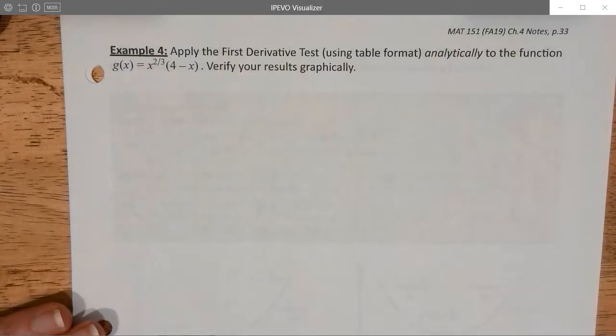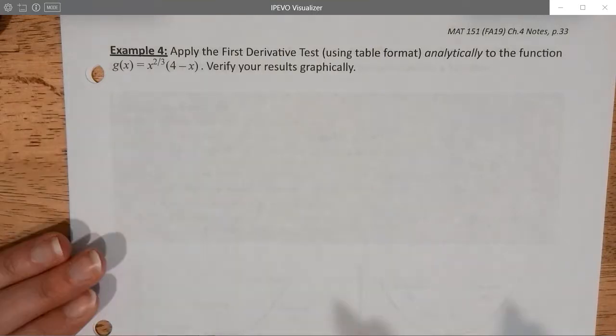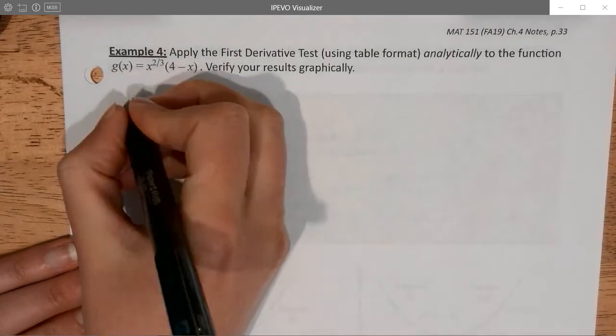In example 4, we're looking to apply the first derivative test in table format again to the function g of x equals x to the 2/3 times 4 minus x. Verify the results graphically. So the first thing to do is discuss this function's domain.